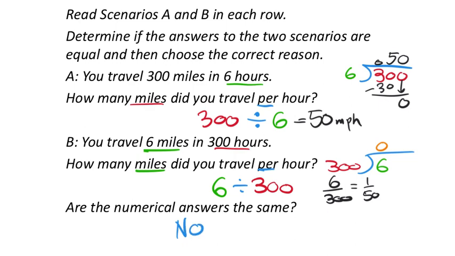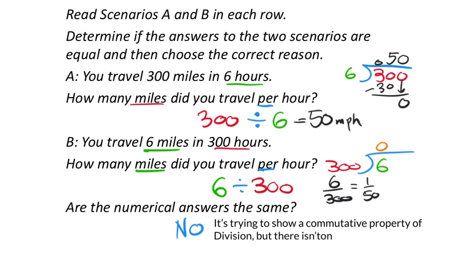And again, this goes back. I guess it's trying to show a commutative property of division. But there isn't one. Boom.